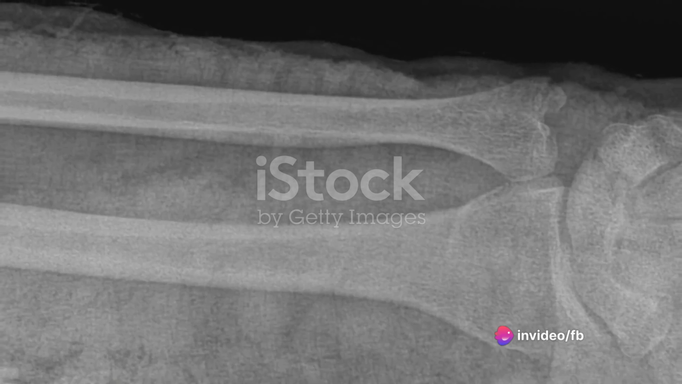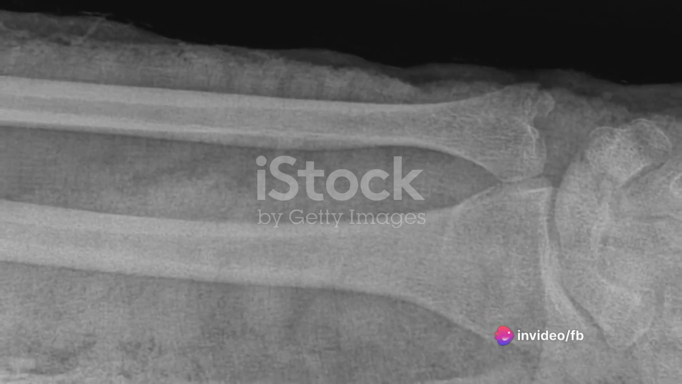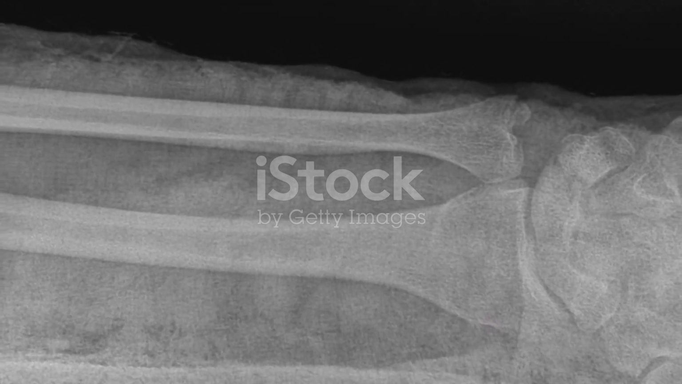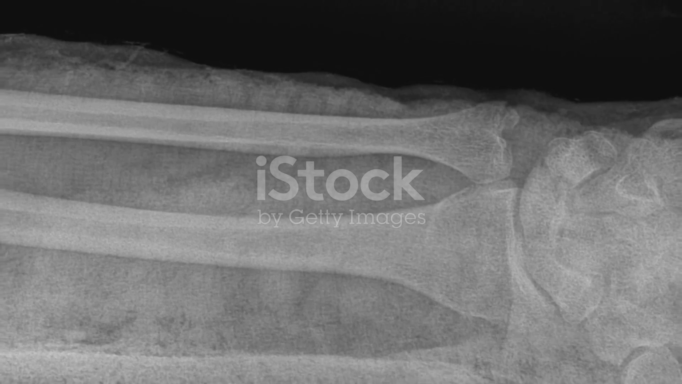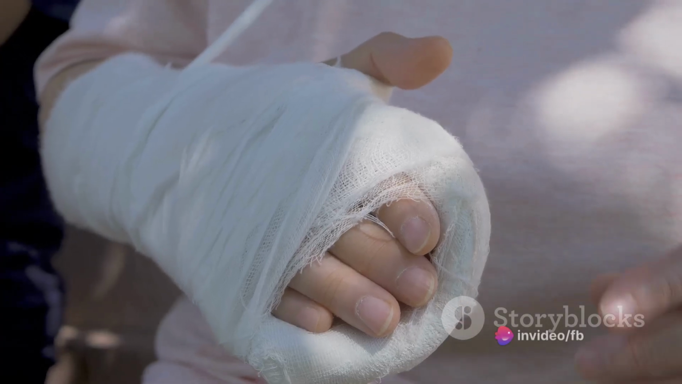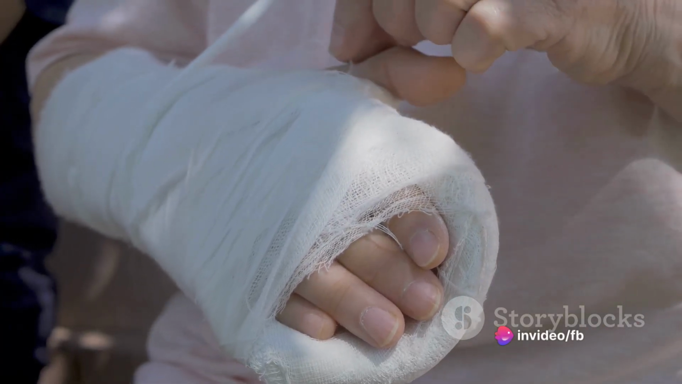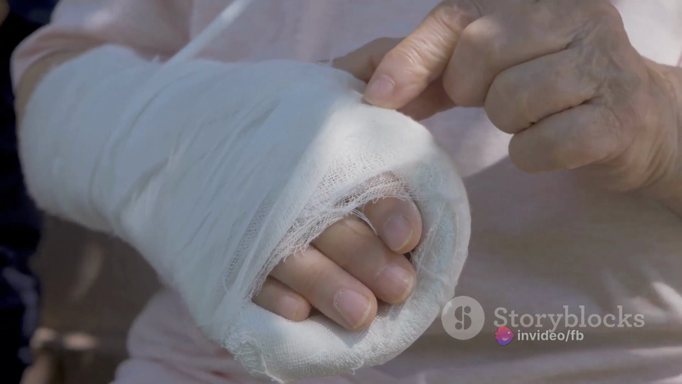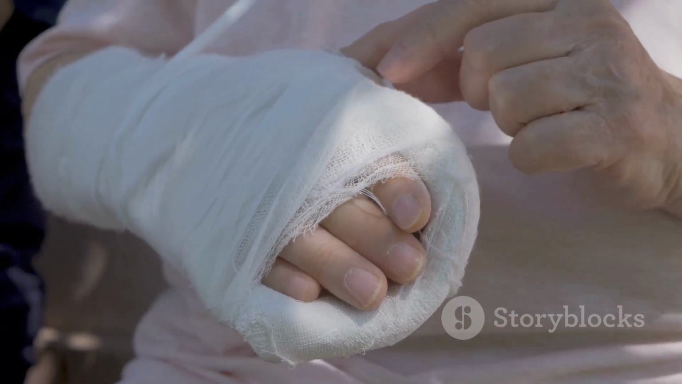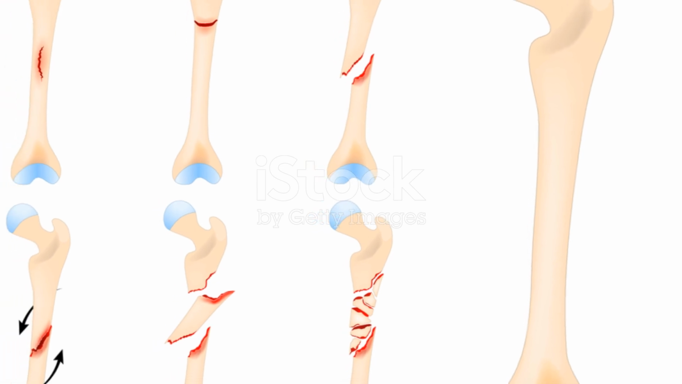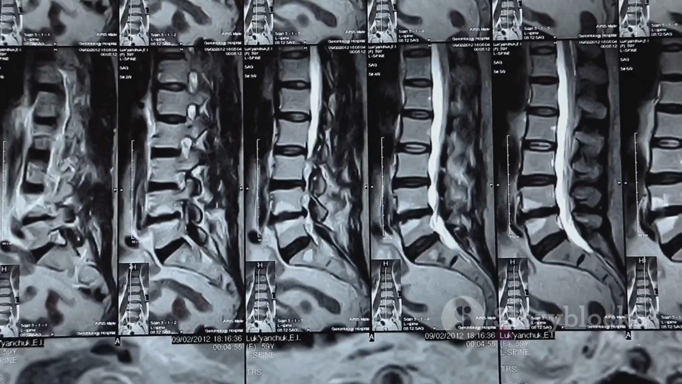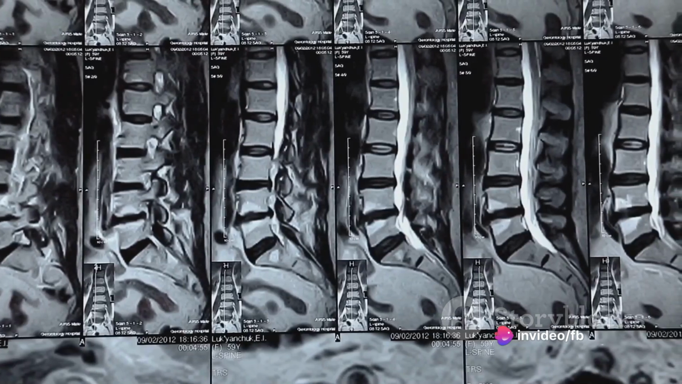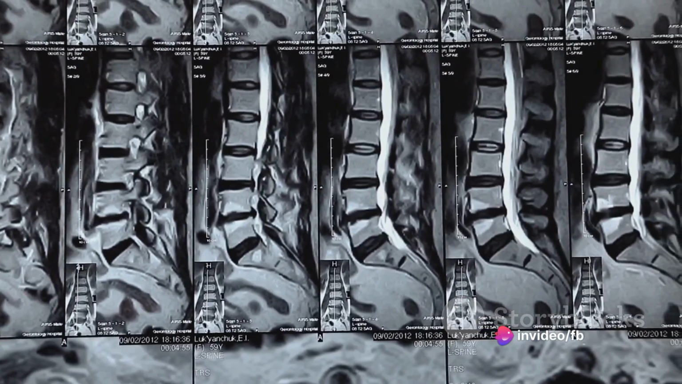But don't be mistaken, oblique fractures are not exclusive to long bones. In fact, they can occur in any bone if it is subjected to the same forces. This means that even your smaller bones, like those in your hand or foot, can sustain an oblique fracture if they're subjected to a strong enough twisting or bending force. It's important to note that oblique fractures are different from transverse fractures, which occur straight across the bone, or spiral fractures, which spiral around the bone.